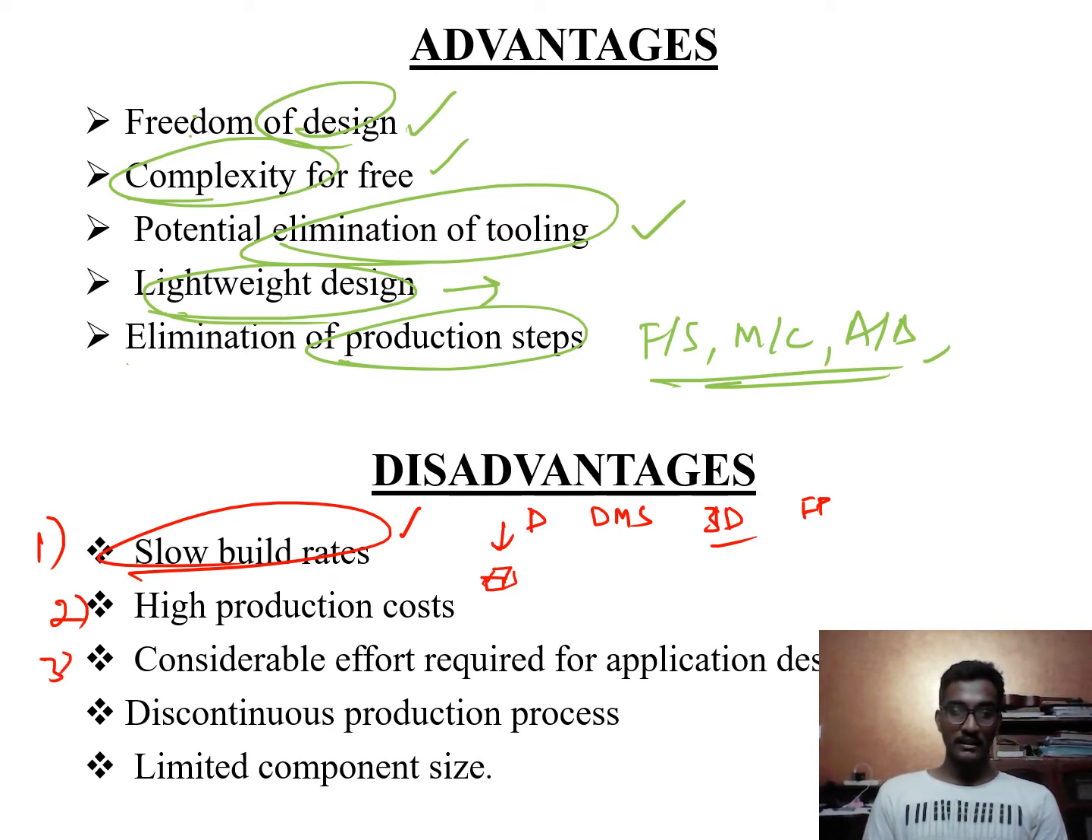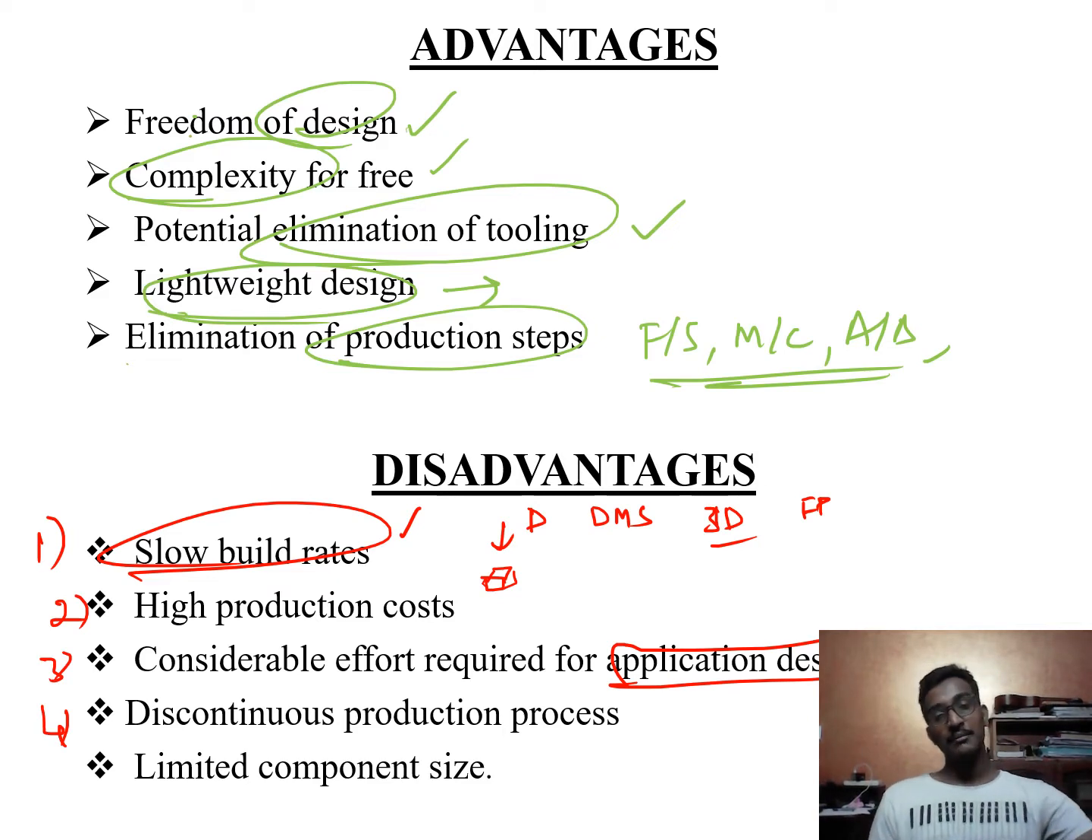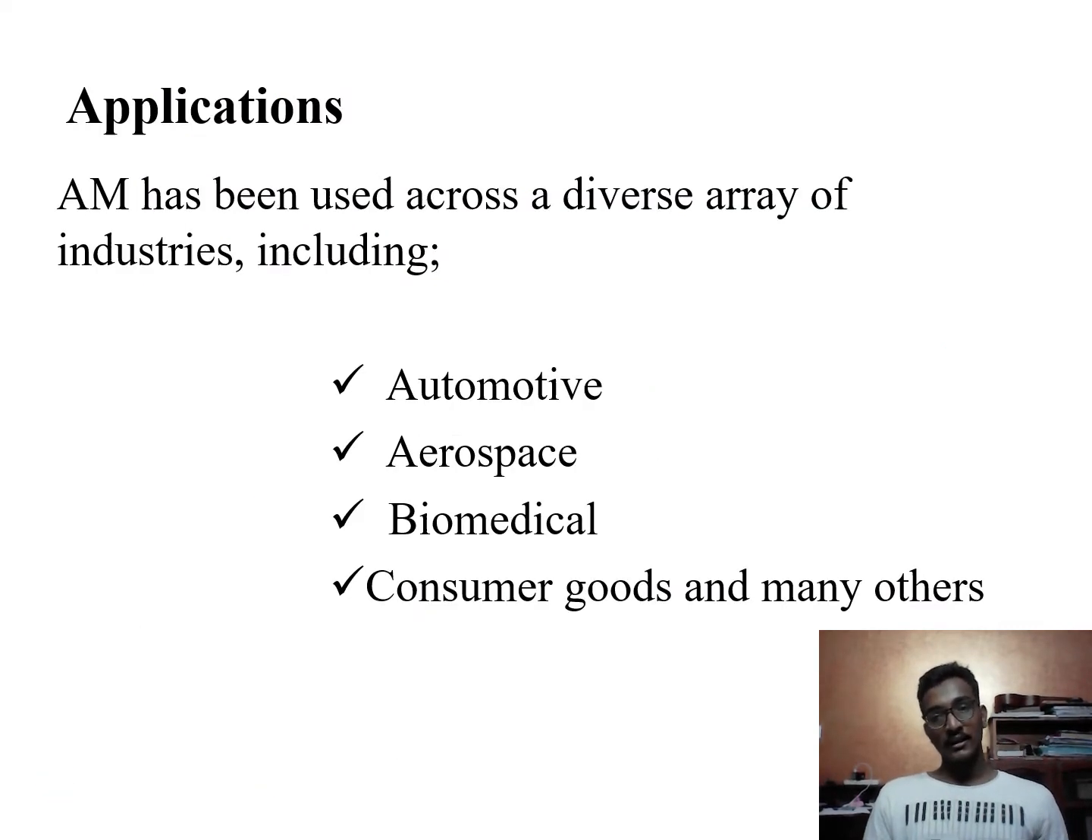And third, considerable effort is required for application design. And it is a discontinuous production process, so it's not a continuous one, which is also a limitation for us. And the component size is also a limiting barrier. So what exactly can we get from these applications? The applications are very important here.